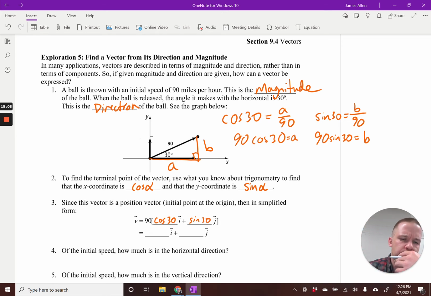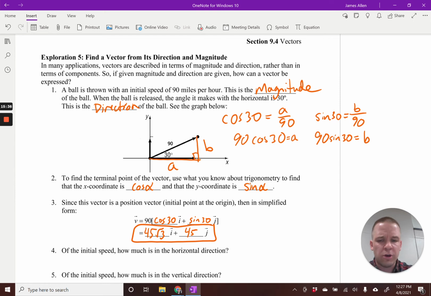Now, let's see if we can get rid of the sine and cosine there. So cosine of 30 is root 3 over 2, which if you multiply that by 90, root 3 over 2 times 90 is going to be 45 root 3. And then sine of 30 is 1/2. Half of 90 is just 45. Oh, that's beautiful. That's wonderful.